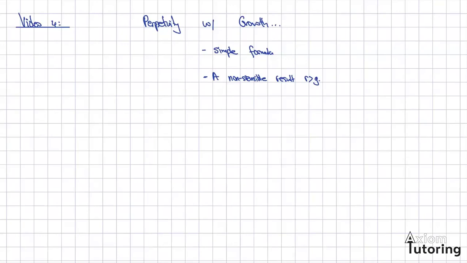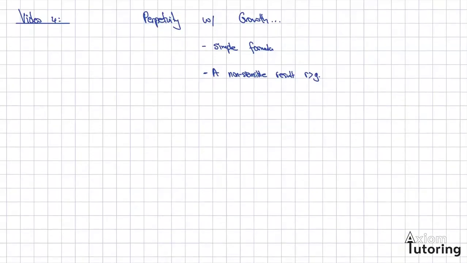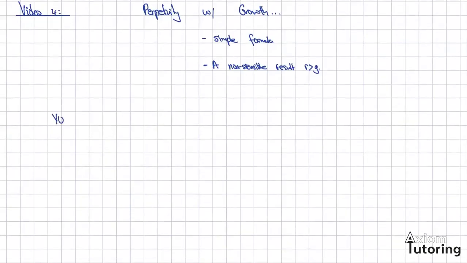Okay, so in this video, I would like to talk about perpetuity with growth. Sometimes this is known as the Gordon growth model, and I want to start by giving you a formula. The way that this is introduced is the following. You're in year zero, or now, if you like.